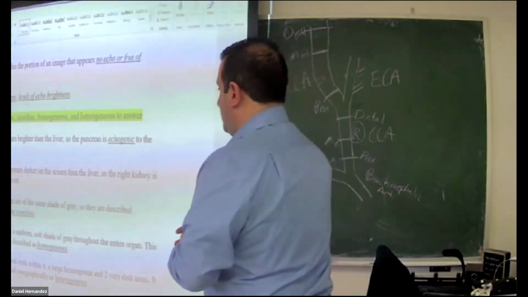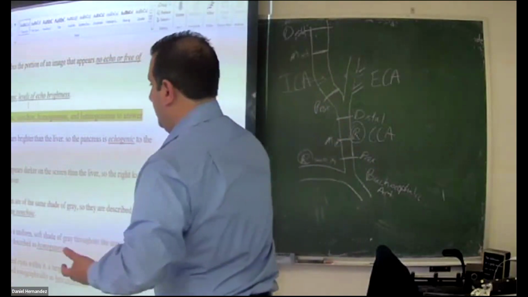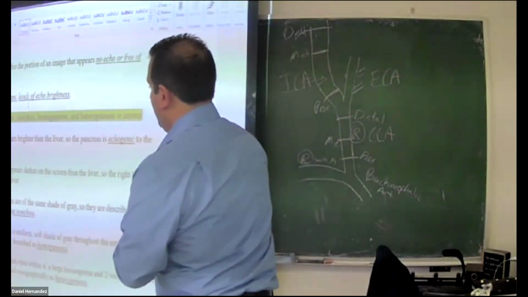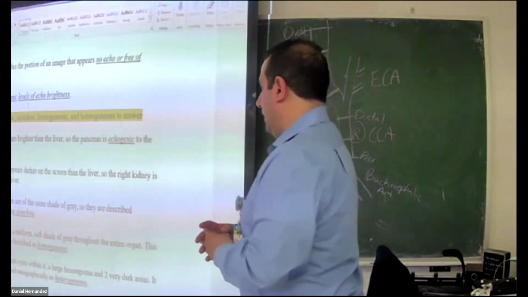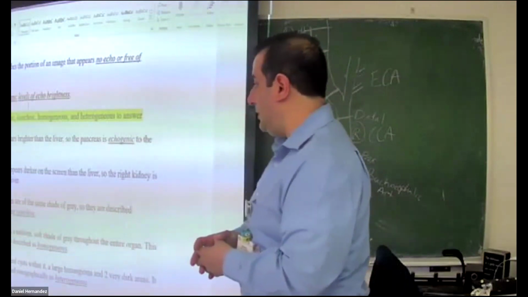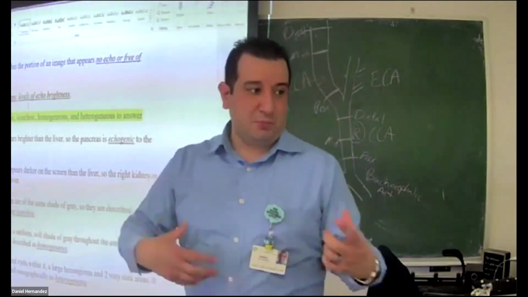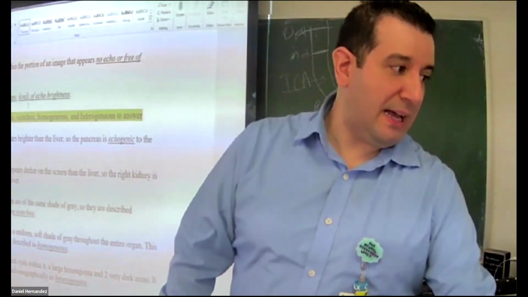The right kidney appears darker on the screen than the liver, so the right kidney is hypoechoic to the liver. That means it's darker. We use that term hypoechoic. Liver and spleen are the same shades of gray, so they're described as isoechoic. The prefix iso means the same, so they're of the same echogenicity.